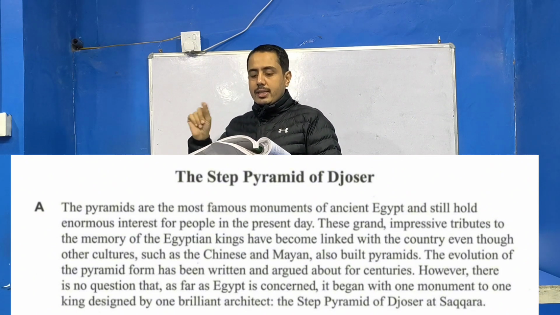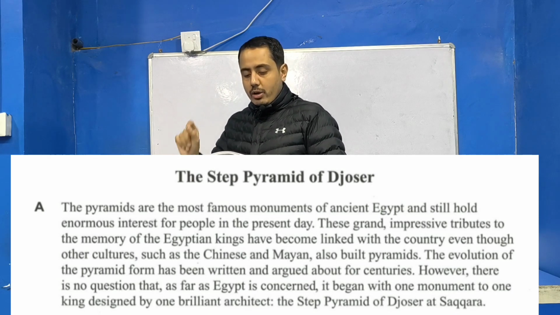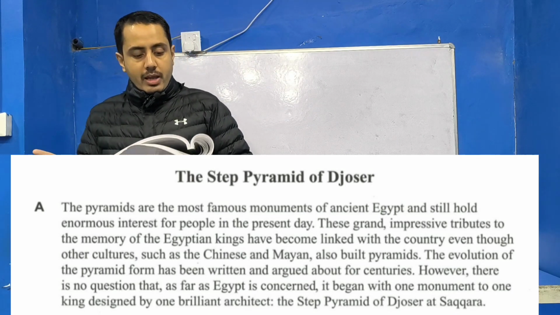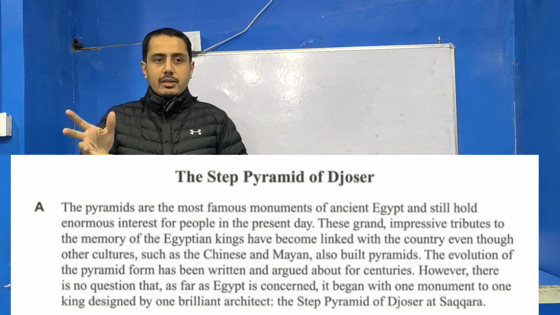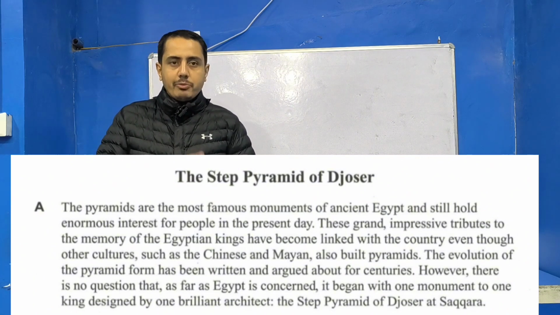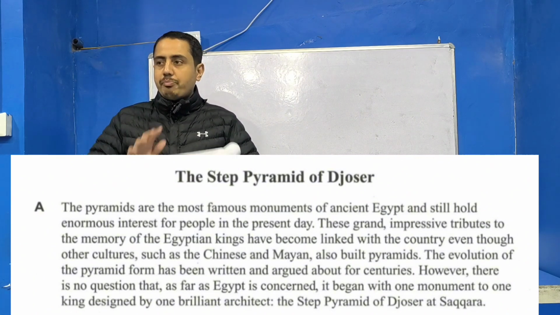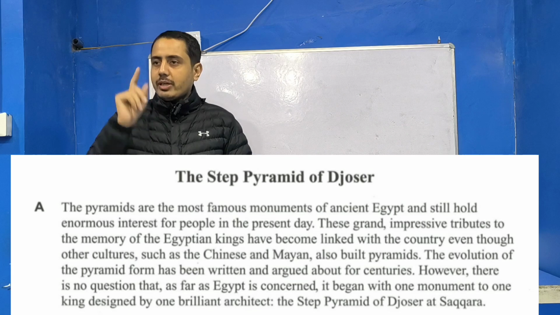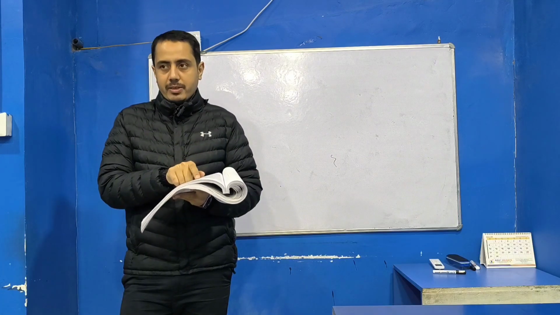We know where that thing is. It is in Saqqara. We know whose it is. It is of Djoser, and it was designed by an architect. We know the architect. The name is not mentioned here, but we know who the architect is as well. So many things we don't know, but one thing we know, in Egypt, that is the first pyramid.